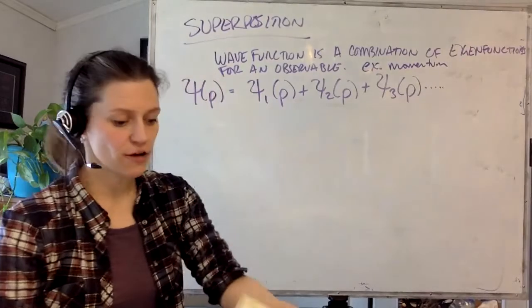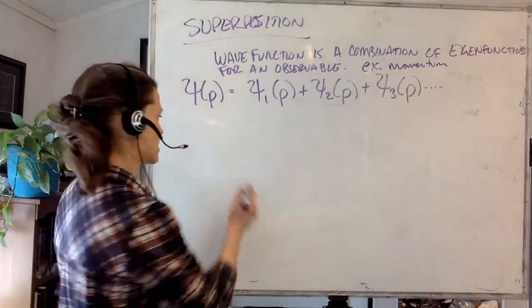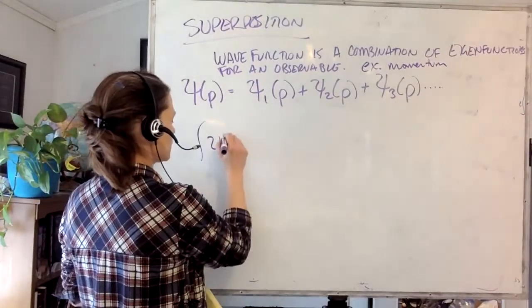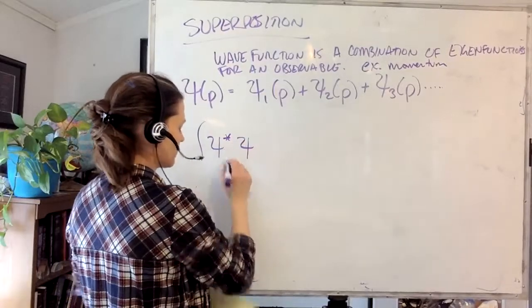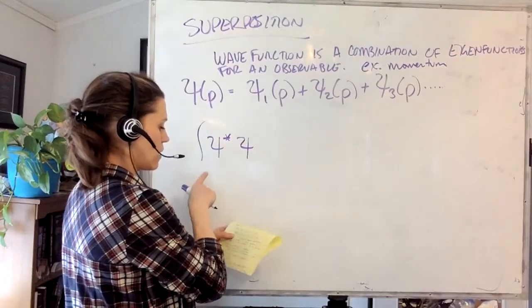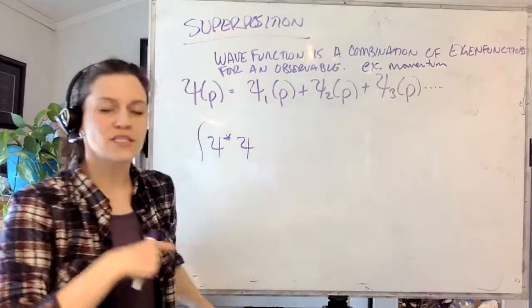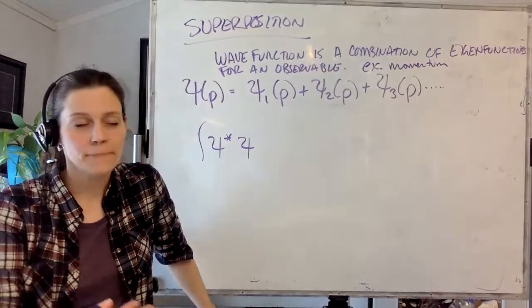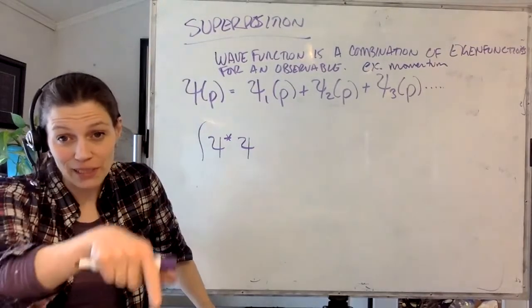If I were to then take psi star psi, where I want to know the probability of my momentum, now, this is not the probability that I have this momentum.